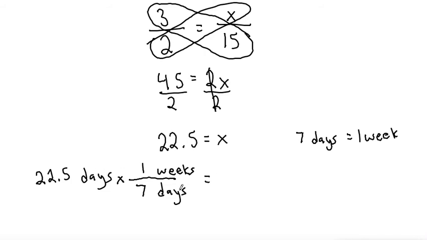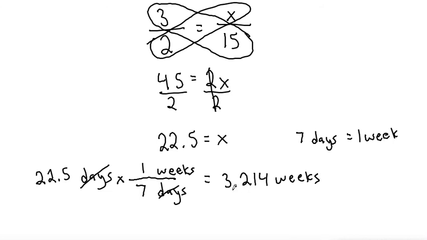Now that we have our conversion set up, we know that any unit that's on top and on bottom will cancel out. So the days will cancel out, and it leaves us with the 22.5. We multiply by numbers on the top and divide by numbers on the bottom. So we'll do 22.5, multiply it by 1, and then divide it by 7, which gives me 3.214, etc. It keeps going, weeks.